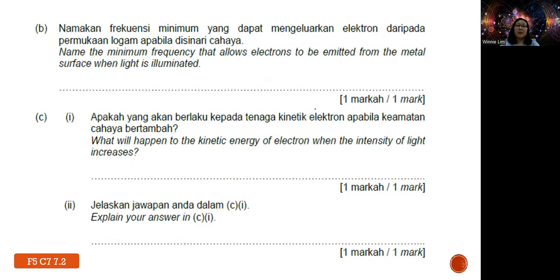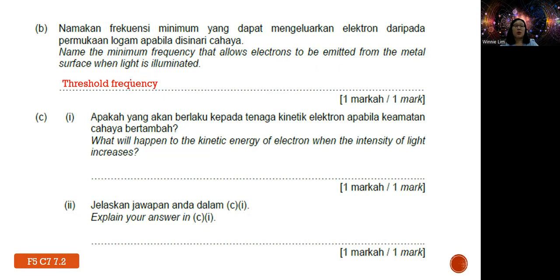Next, B. Name the minimum frequency that allows the electron to be emitted from the metal surface when light is illuminated. So from the idea of the photoelectric effect, when the photon energy strikes the surface, it must reach a certain frequency. And this frequency is what we know as the threshold frequency, which is the minimum frequency required for the electron to be emitted out. Now, let's say the frequency is lower than the threshold frequency of the metal. That means no photoelectric effect occurs.